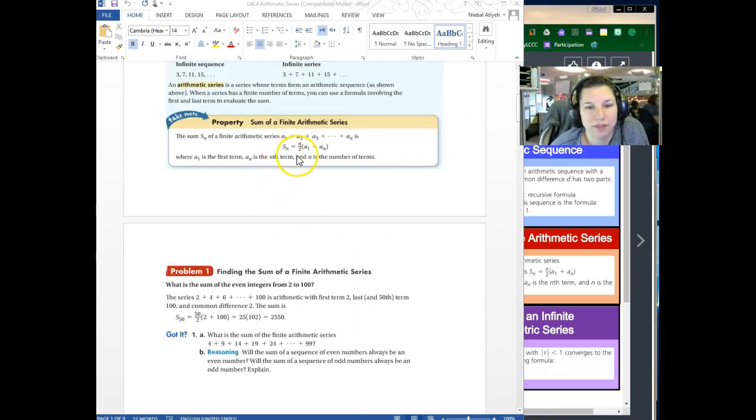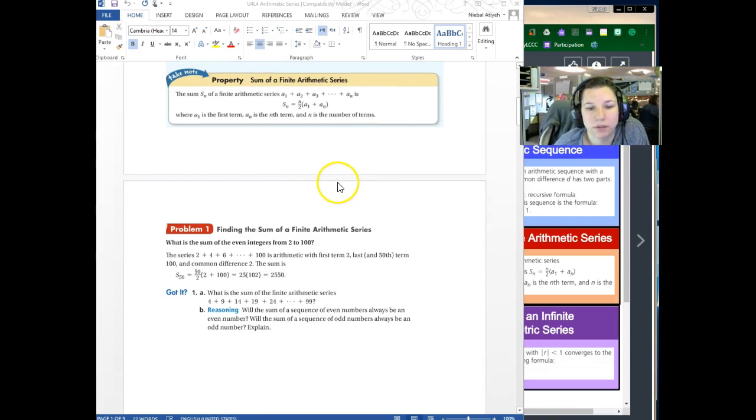There are formulas again to find the sum of a finite arithmetic series. Remember, arithmetic series, those are the ones that have a common difference. So if you have an arithmetic series, your sum is going to be the term number you're looking for divided by 2, and then you're going to multiply that by the sum of your first and then whatever the last term is that you're looking for.